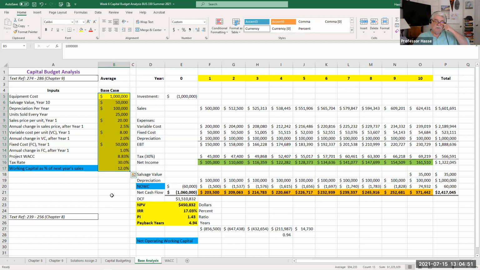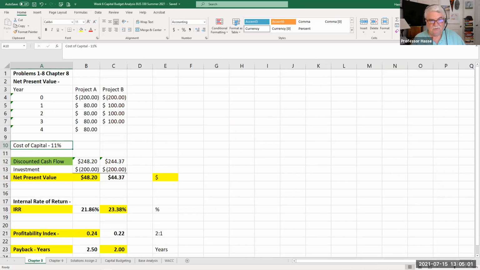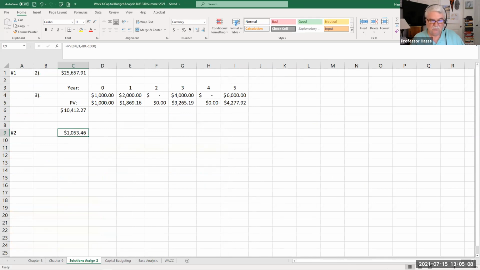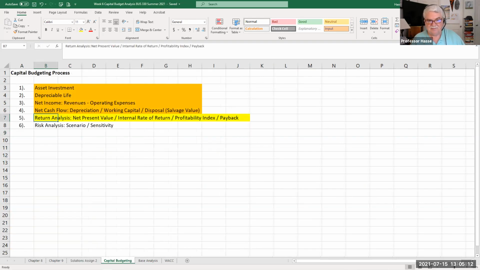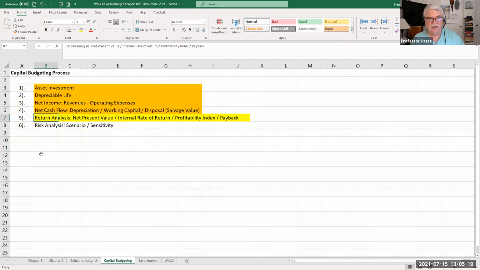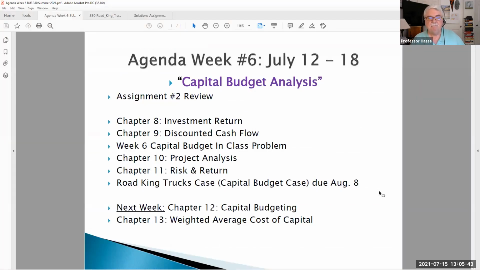Download the Road Kings case, review this. I'm going to post this back to Blackboard so you have it. In this one file, week 6 capital budget analysis, you have last week's chapter 8 problem, last week's chapter 9 problem, some key parts of the solutions of assignment 2, the capital budget analysis process, the actual budget analysis, and how we came up with the working capital. This is a good file to study. So that's our week number 6 class lecture, dealing solely with that one spreadsheet file that I've provided for you in the Blackboard folder. Download that, look it over, study it. You'll be in good shape.